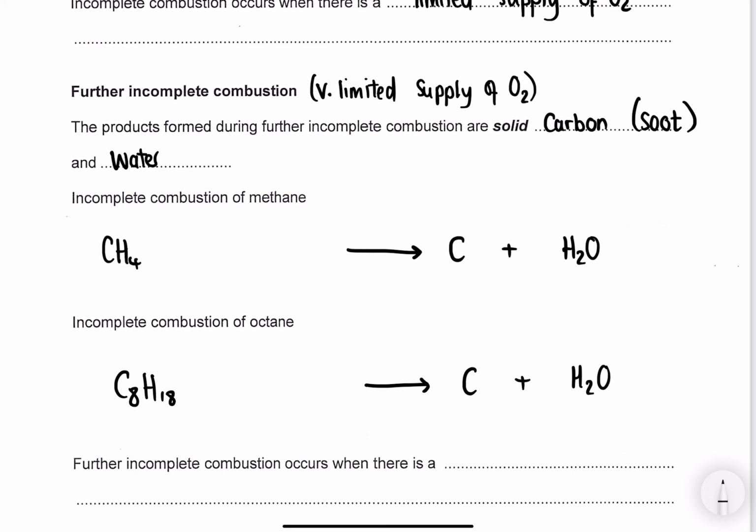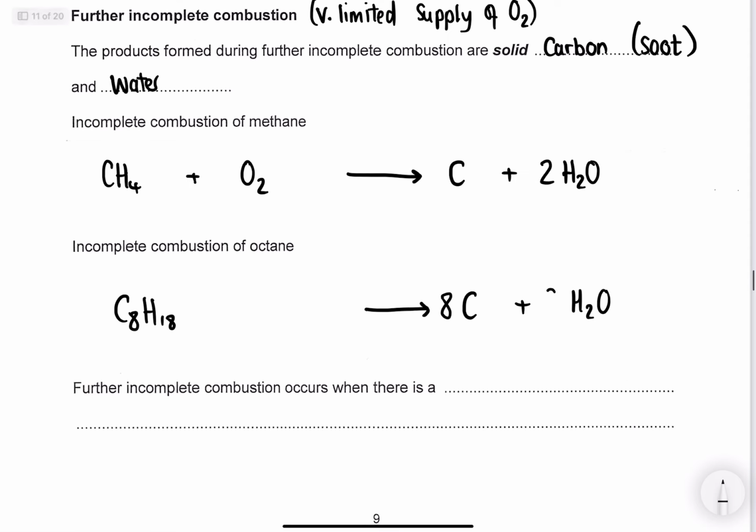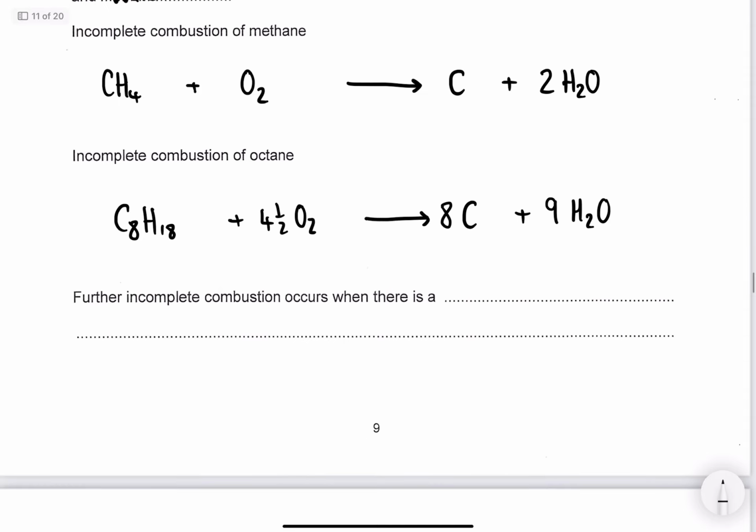So we should have had 2 waters, which is just 1 oxygen here. So we've gone down from 2 to 1.5 to 1. We get 8 carbons and 9 waters, which is 4.5 O2. So we went down from 12.5 to 8.5 to 4.5. So this is when there is a very limited supply of oxygen.